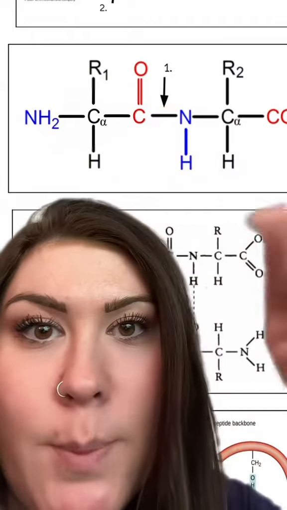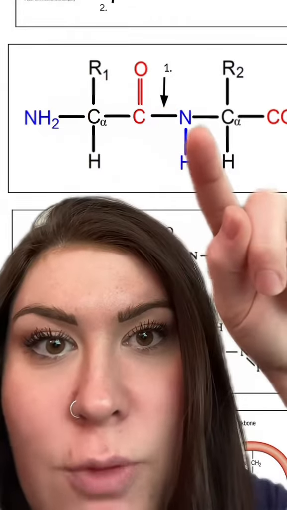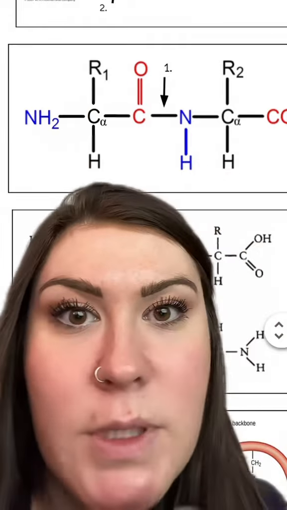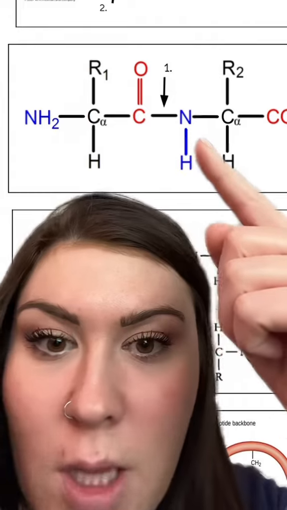Number 1, it's a protein. How do I know? That nitrogen right there. If it was a nucleic acid, it would have nitrogen and probably phosphorus and maybe sulfur as well. If it was a carb or lipid, there would be no nitrogen there.